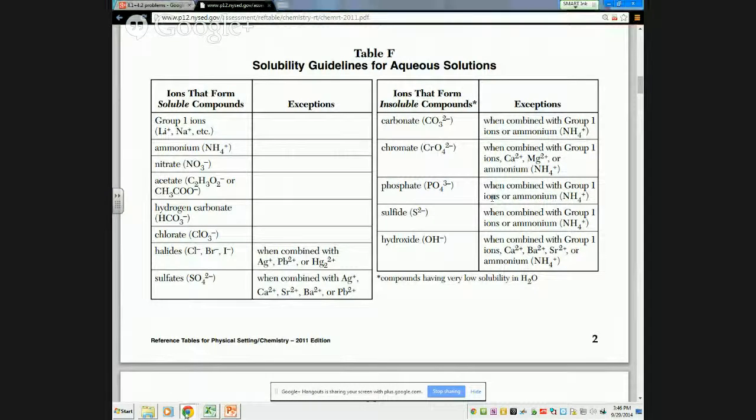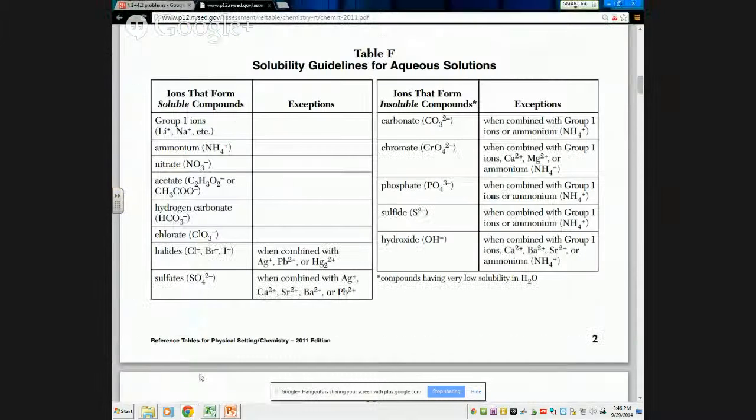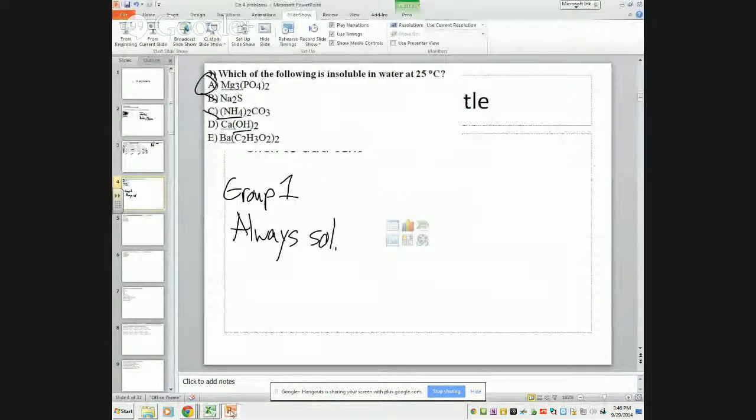So I go back and look at my problem. That's not group 1 or ammonia. So that's choice A right off the bat. All right, if we take a look at our solubility chart again, ammonia is always soluble, so I know it can't be that choice. I look, all right, I could find hydroxide on that chart as well. Hydroxide right there, and it's insoluble except when combined with those. Hey, look, it's an exception, so that one's soluble.